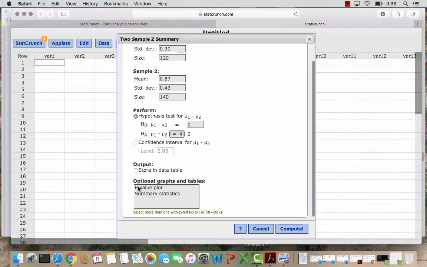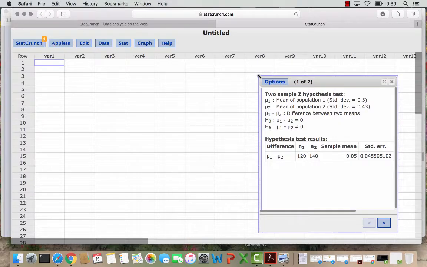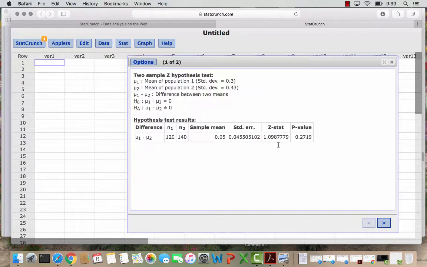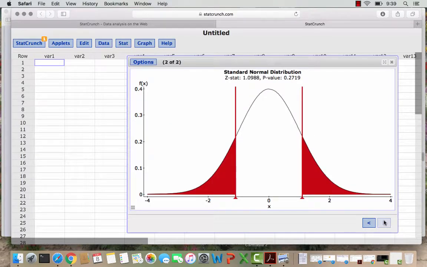And then I like to see the p-value plot, so I'm going to highlight that here and press compute. So this first screen gives me the z-stat and the p-value. So I see the p-value is higher than our significance level, and the z-stat is less than 2 standard deviations. If we come look at the p-value plot, we can see this is two-sided because we used the not equal to inequality. So we could be greater than or we could be less than in our relationship.